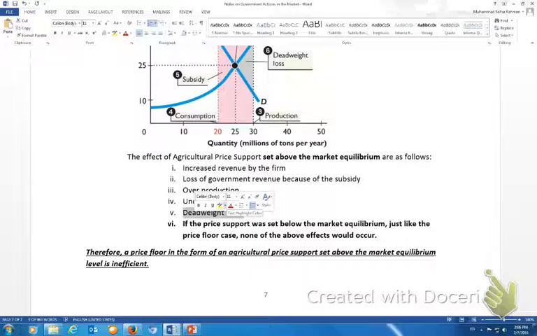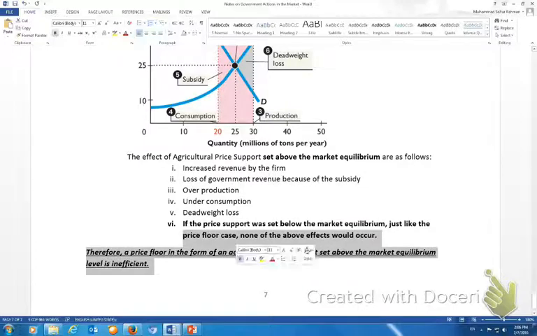Just like we saw, the level of these supports, controls or floors affects the market outcomes. So in this case, if the price floor in the form of an agricultural subsidy is set above the market equilibrium price, this policy is going to be inefficient. On the other hand, if the price floor is set below the market equilibrium price level, it is going to have no effect on the market.